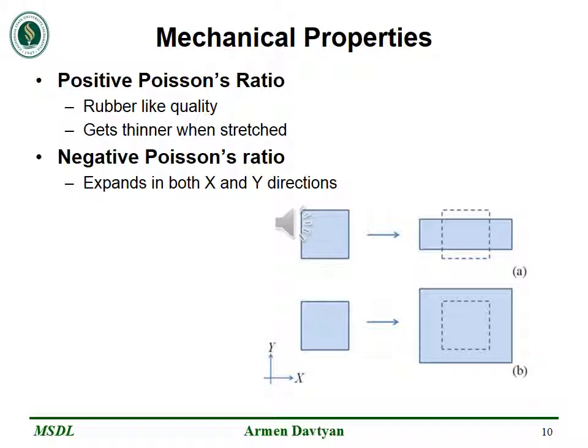Pentagraphene has an anti-rubber-like quality. When the force is applied on the end of pentagraphene in the x direction, in the nanoscale of course, it expands in both x and y directions. This is the negative Poisson's ratio, which is shown in figure B.